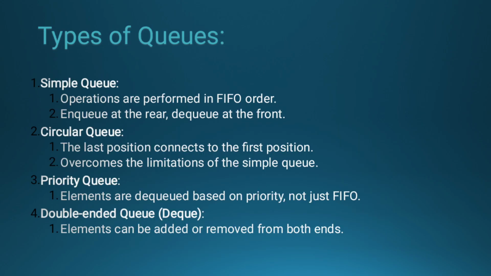Types of queues are simple queue, circular queue, priority queue, and double-ended queue. A simple queue is a linear data structure that follows the first in first out principle where elements are added to the rear and removed from the front. When a new element is added, all elements added before the new element must be deleted to remove the new element.